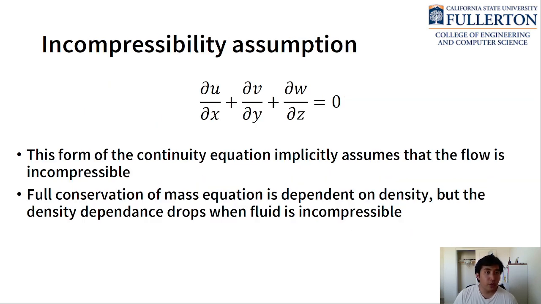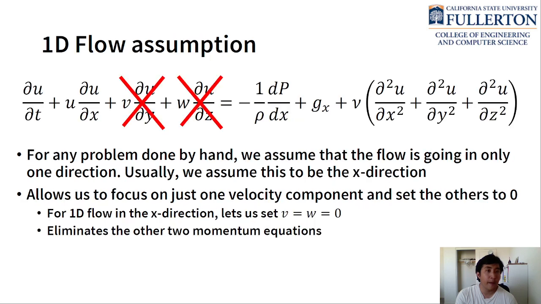Okay, so let's start with the first one. The first one is the incompressibility assumption. And so we've already implicitly assumed this because we're using this form of the continuity equation. If we did not assume incompressibility, say we have some kind of compressible gas, then the conservation of mass equation would look very different. And in fact, it would have a lot of density terms. But because we assumed incompressibility, a lot of those density dependencies just go away, and we're left with this formula right here for conservation of mass. And so there's nothing to eliminate, we already implicitly assume that.